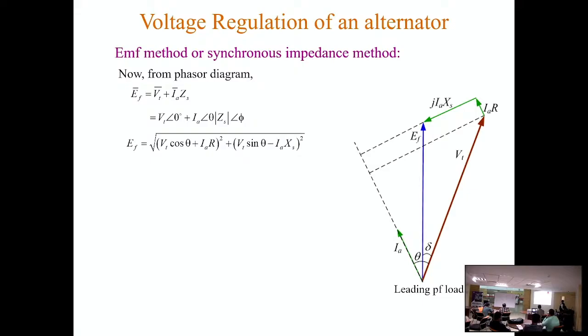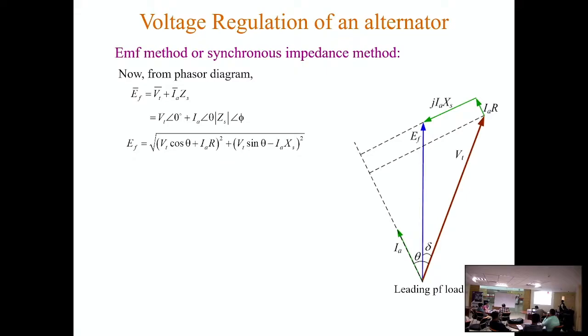Okay, so here you can see this is EF. EF square is equal to this line square plus this line square. So this line is actually this section plus this section, which is Vt cos theta again plus IR. That is okay. But this length is actually this whole length minus this part. So this whole length is Vt sin theta minus this section will give you this length. So that is why this sign is negative.